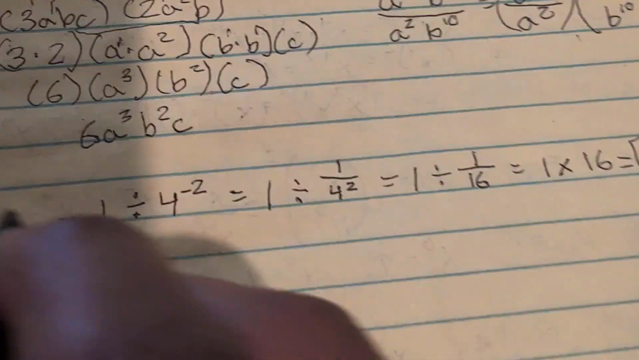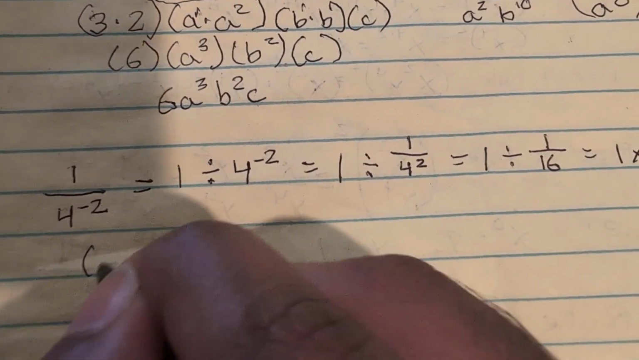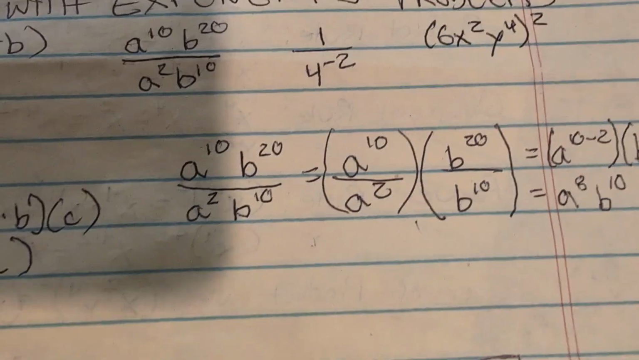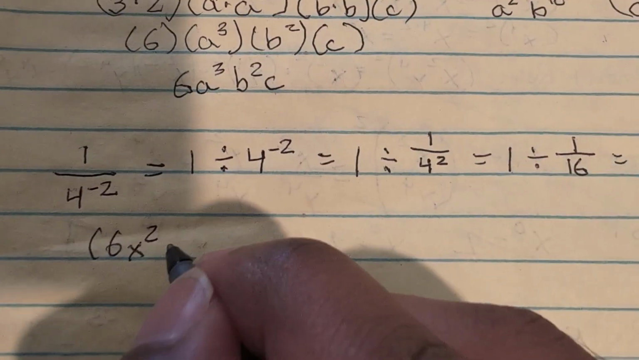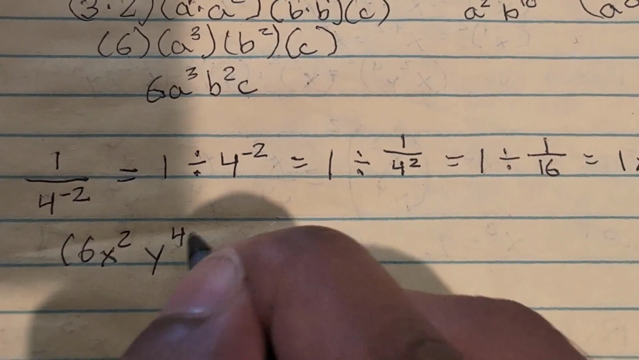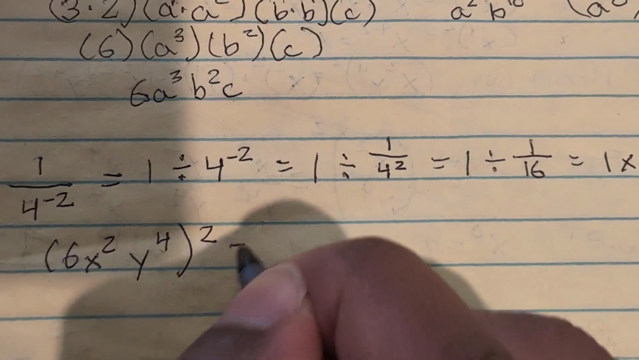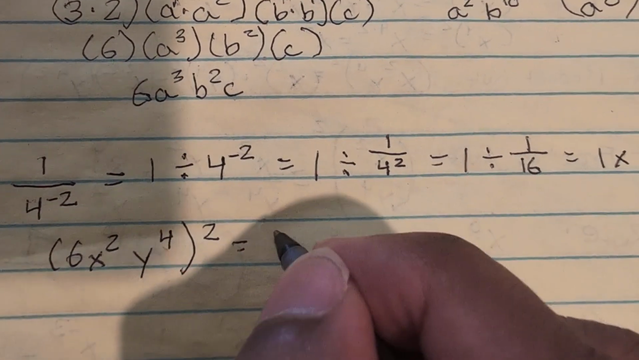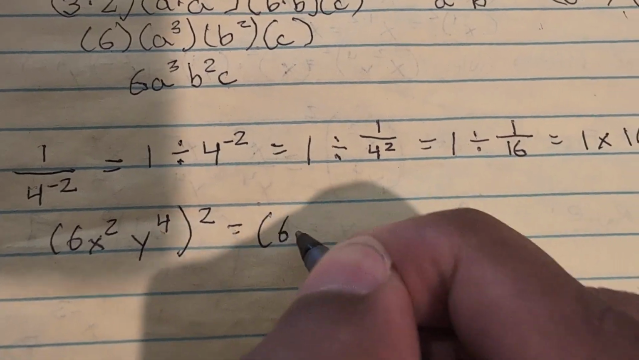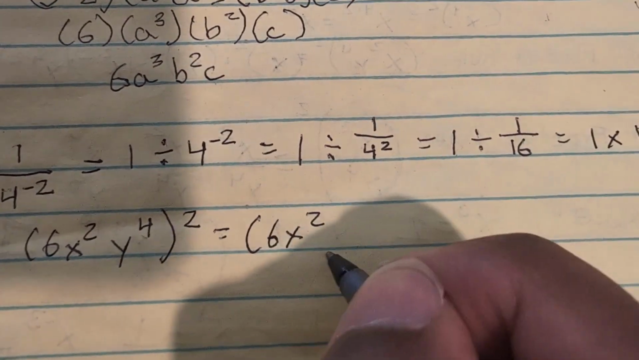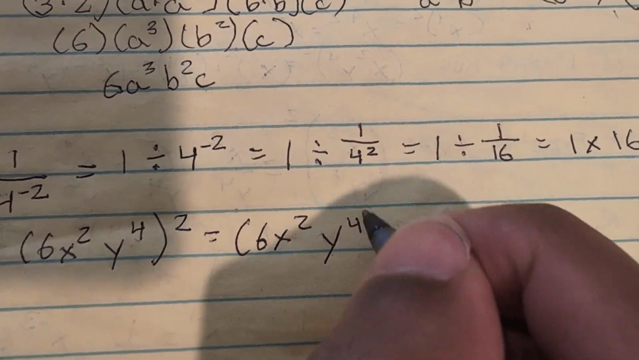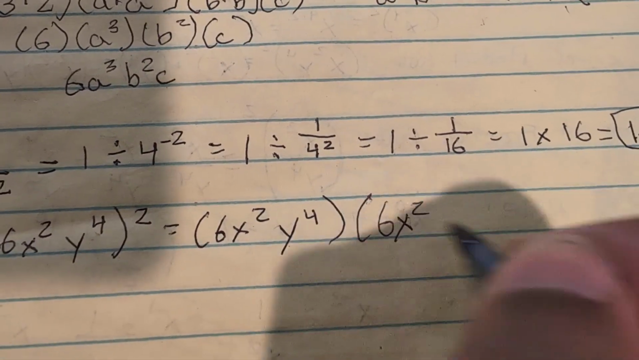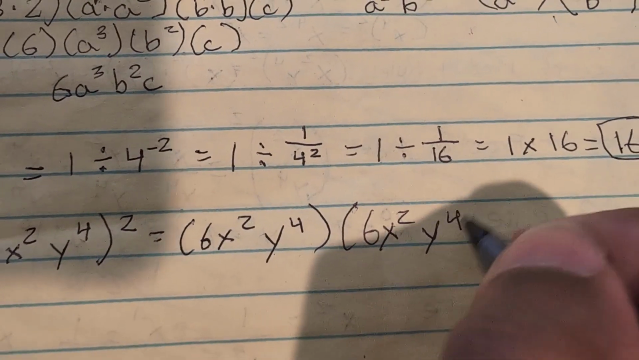6x squared y to the 4th, all squared. The square means that this entire thing is getting multiplied. So think about it like this: 6x squared y to the 4th multiplied by 6x squared y to the 4th.